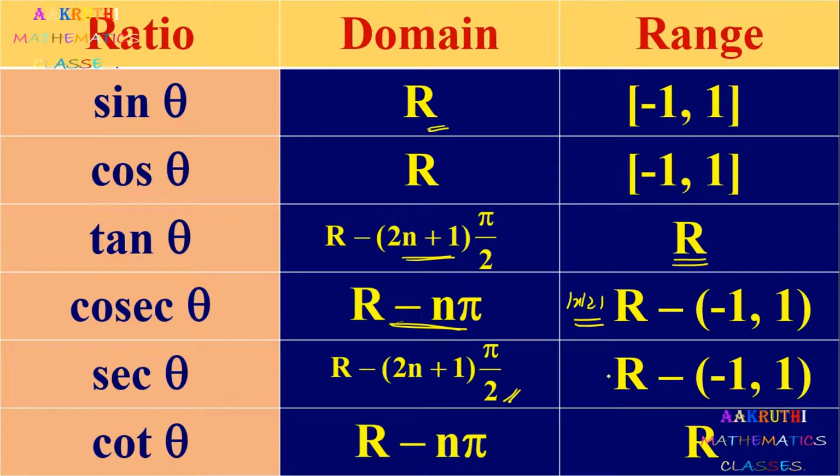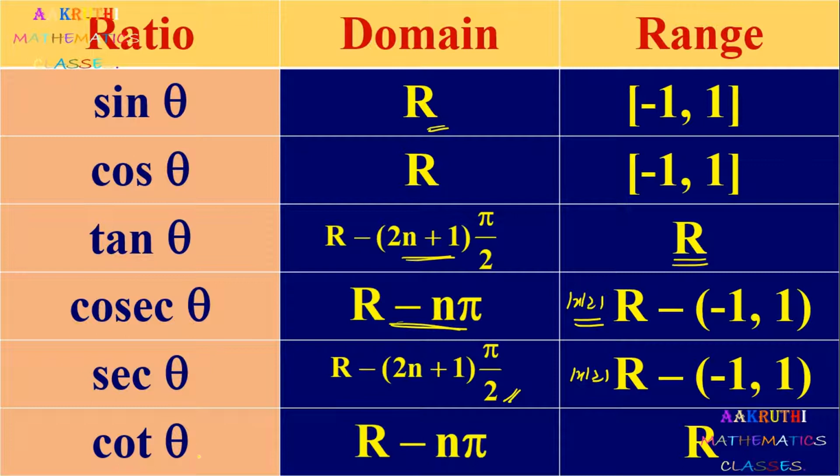And for secant theta, the range is the same as cosecant theta. Here all the values are more than or equal to 1 or less than or equal to minus 1, and here also we can write mod x greater than or equal to 1. We will not get any values in between minus 1 and 1.